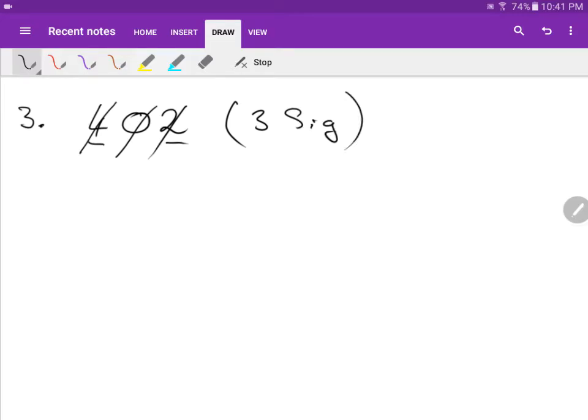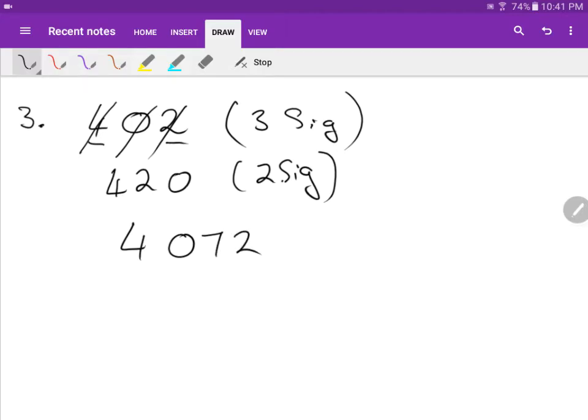Now do not forget, if I write 420, it's only 2 significant figures, because the 0 at the end of a whole number is not significant. So 402 is 3 significant figures, and 420 is only 2 significant figures. Don't forget. Let's say 4072. Because you count the 4 and the 2, anything sandwiched in between has to count. So 1, 2, 3, 4. So 4 significant figures. All right.